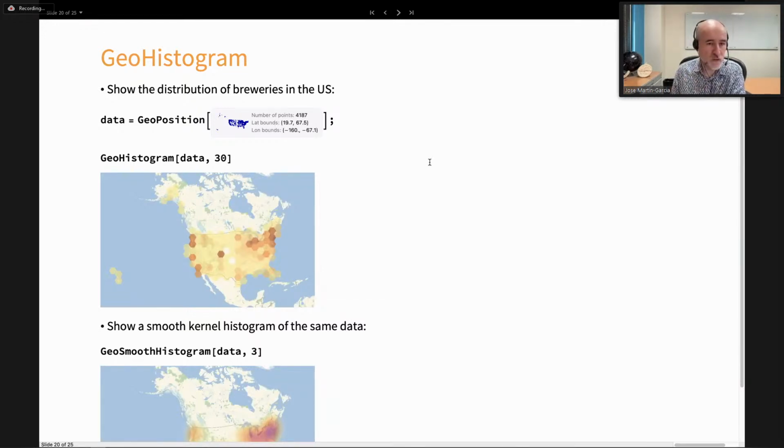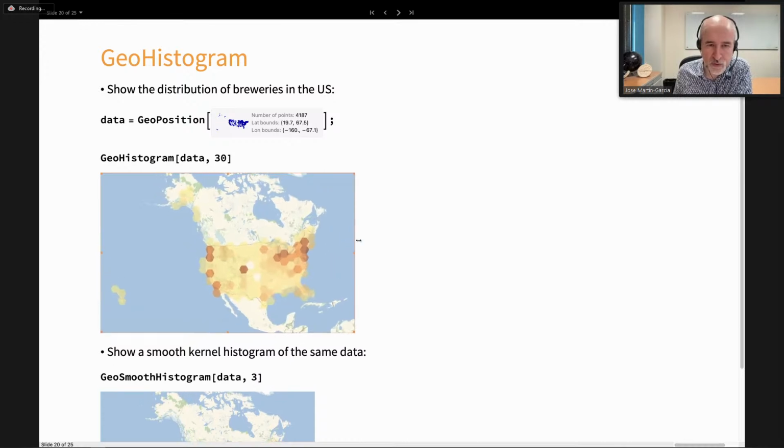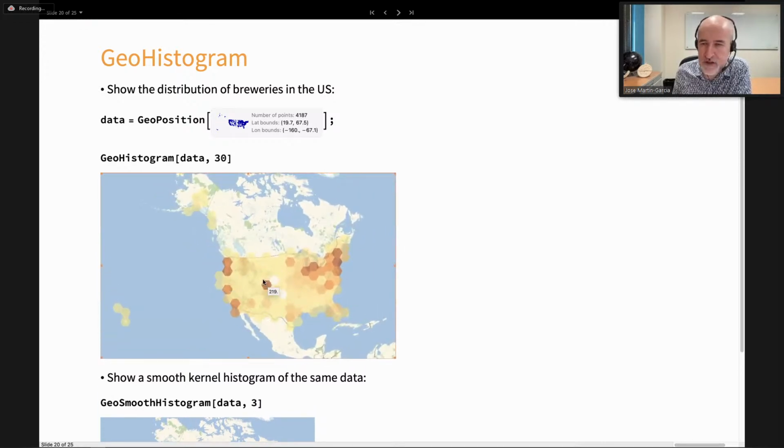So the next function we are going to be looking at is geohistogram. Geohistogram is a way of performing histograms, and we have various shapes. By default, we use hexagons, but you can use rectangles, or you can do histograms over the geographic regions, states, or whatever. So here we have data. This is a collection of more than 4,000 locations for breweries in the US.